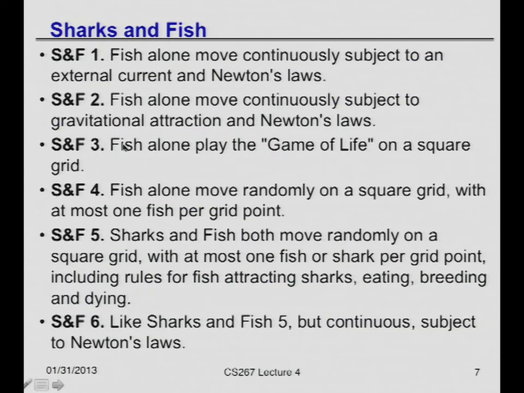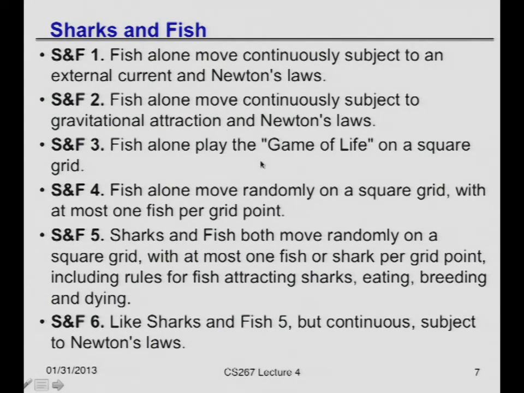And so here are the different sharks and fish examples. The first one is that the fish ignore one another. They just move continuously, subject to F equals ma and the external current in the ocean. That's the simplest thing you can imagine. It's embarrassingly parallel. Then we throw in gravity. Fish attract one another. They form schools, and in addition, the ocean pushes them around. I'll show you that code a little bit later, because it's good to teach with. So those are continuous, if you like.